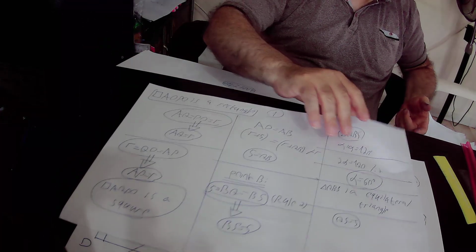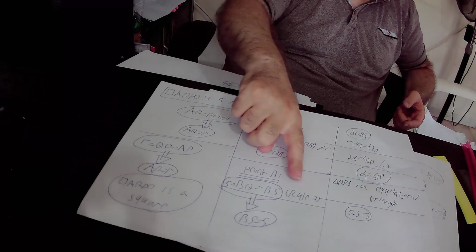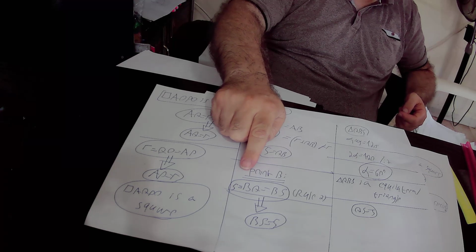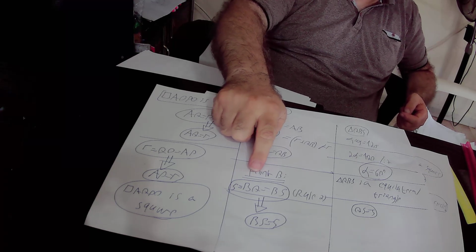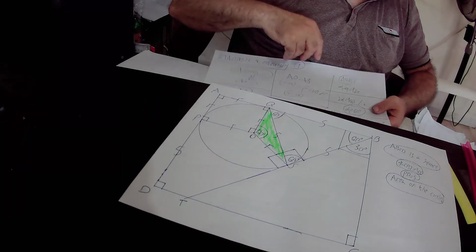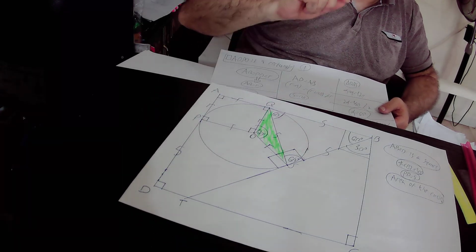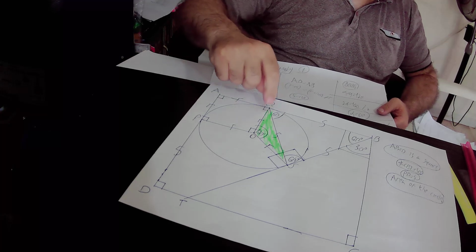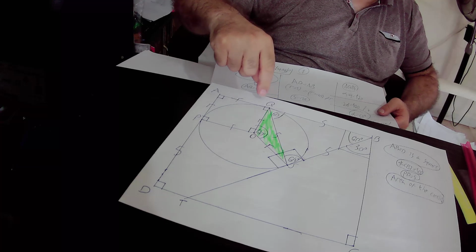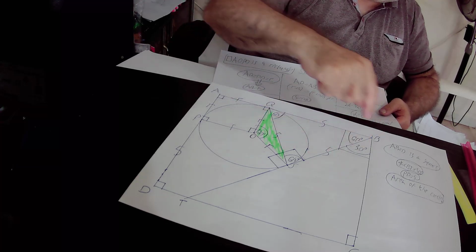Here, BQ equals BS according to rule number 2, but we have already found out that BQ equals 5. So from this equation 5 equals BQ equals BS, we derive that BS also equals 5. Then we join point Q and S together by a straight line. By joining points Q and S by a straight line, we created triangle QSB.